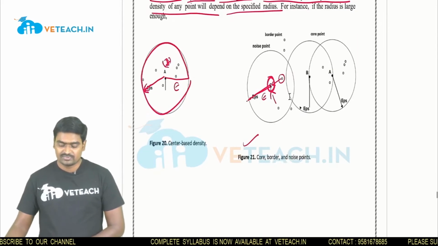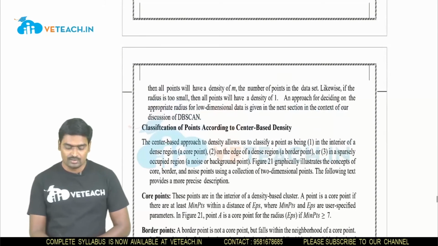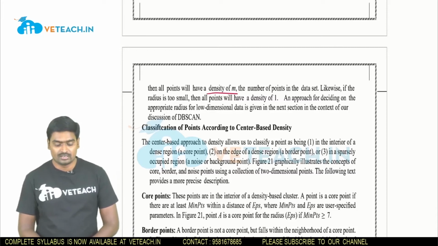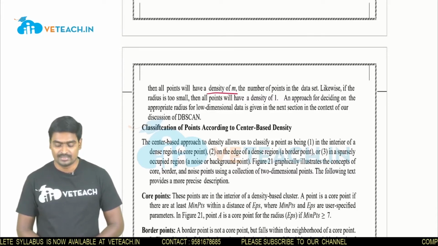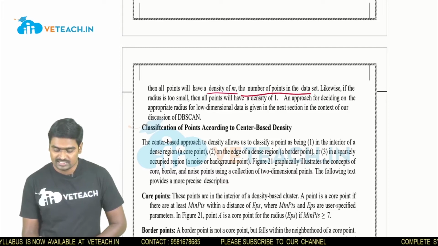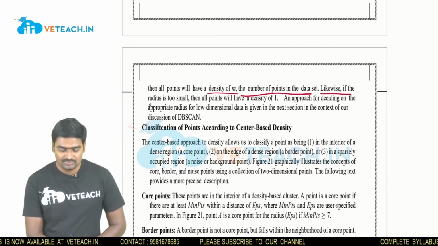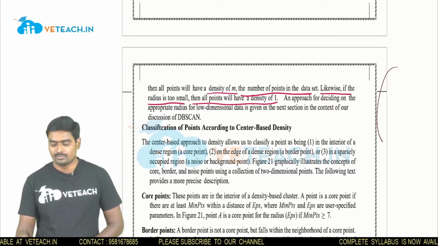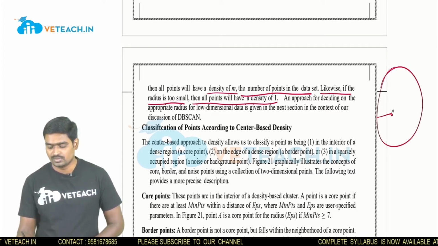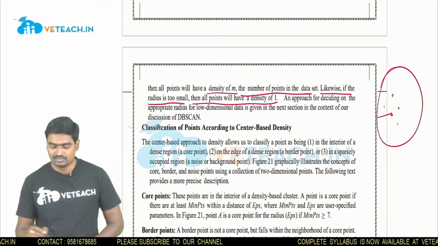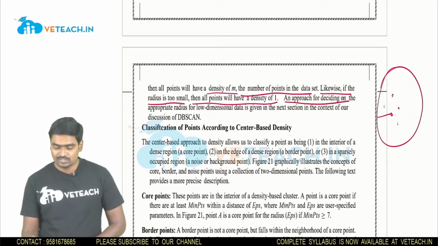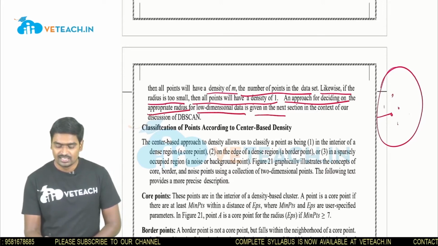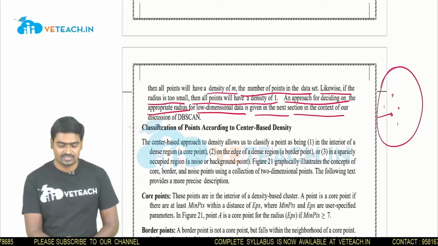For instance, if the radius is large, then all points will have a density of m, the number of points in the data set. Likewise, if the radius is too small, then all points will have a density of 1. An approach for deciding on the appropriate radius for low dimensional data is given in the next section, in the context of our discussion of DBScan.